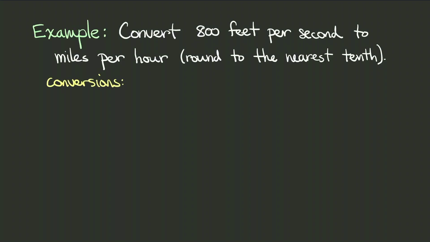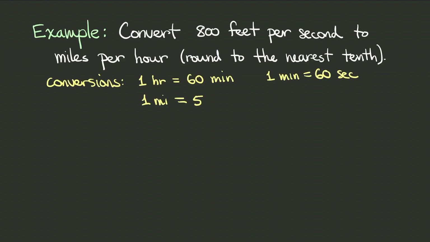We want to switch hours to seconds. And we know that 1 hour is equal to 60 minutes, and we also know that 1 minute is equal to 60 seconds. So we can use those two conversions to go from hours to seconds. And then we also need to switch our units of length from miles to feet. And that conversion is 1 mile equal to 5,280 feet. And now we see why the rest of the world has switched to the metric system.